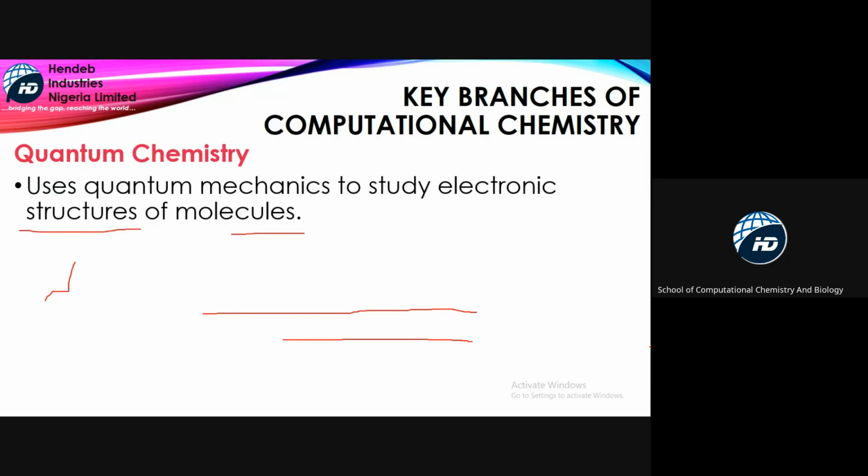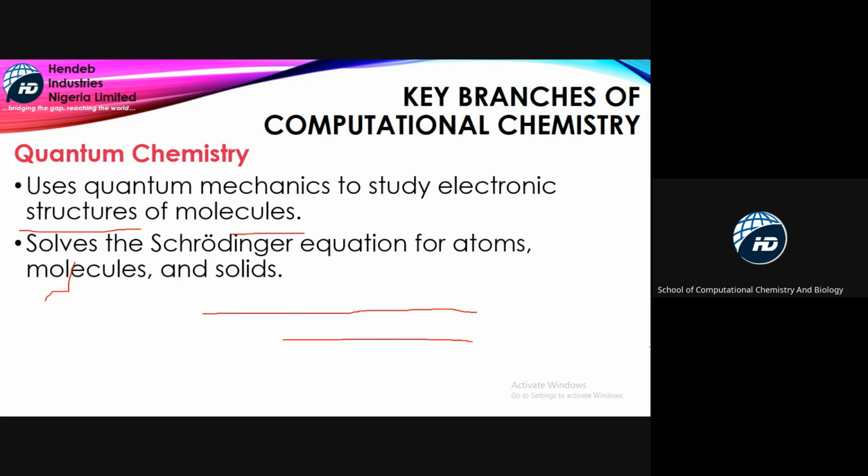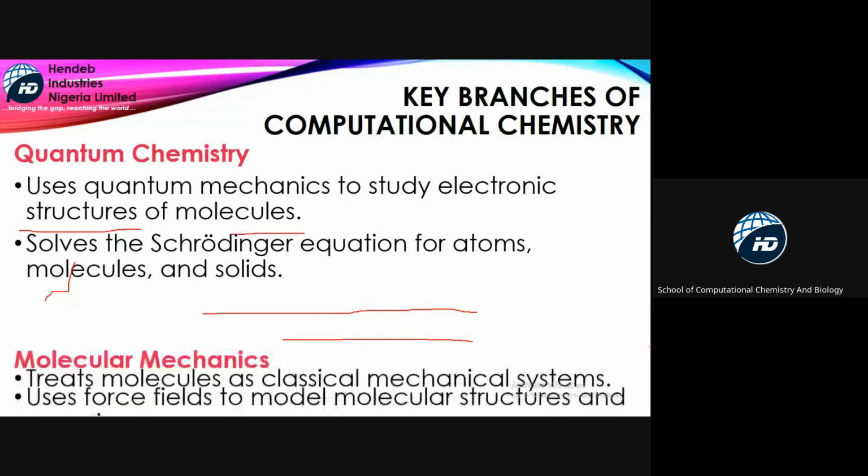We have quantum chemistry. Quantum chemistry uses quantum mechanics to study the electronic structure of molecules. The ChemDraw we shall be using is usually built on quantum chemistry principles. Quantum chemistry also solves the Schrödinger equation for atoms, molecules, and solids. So the tools we will use to add atoms and draw molecules were possible because of the Schrödinger equation. These are what people did to build the software we shall be exploring in computational chemistry.